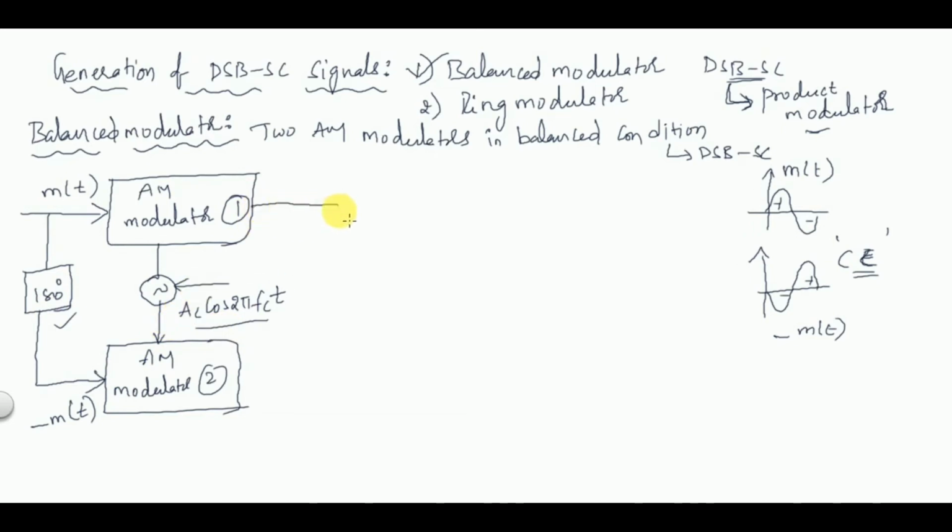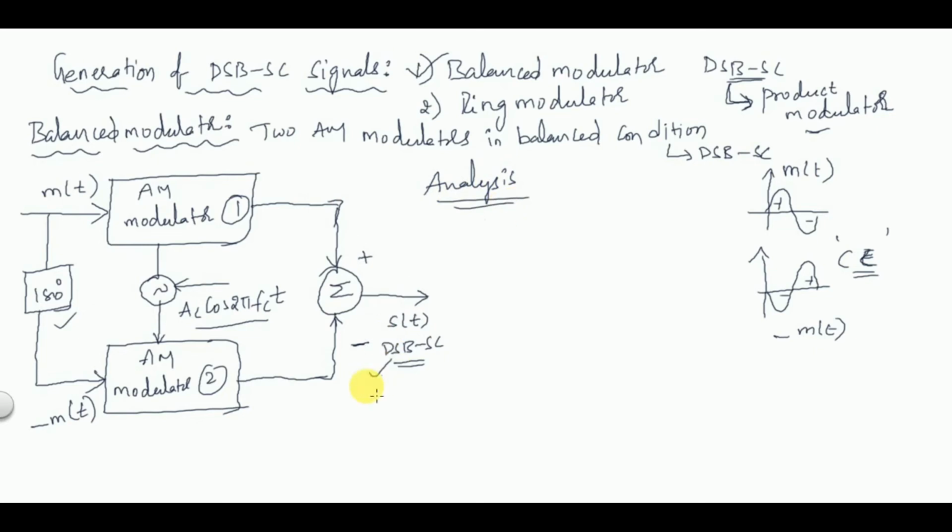The outputs of these modulators are going to be subtracted. This is plus and this is minus. That will give you the output, which is the DSB-SC signal. The outputs of the two AM modulators are subtracted, and that subtracted output gives the required DSB-SC signal. Now we'll see the analysis, or prove, that DSB-SC is produced at the output.